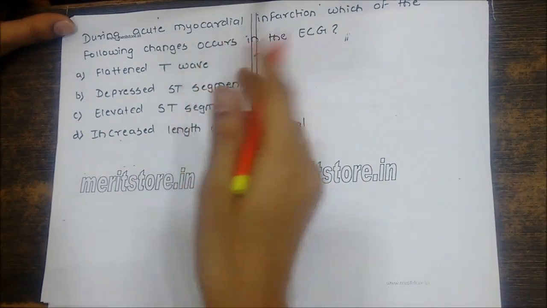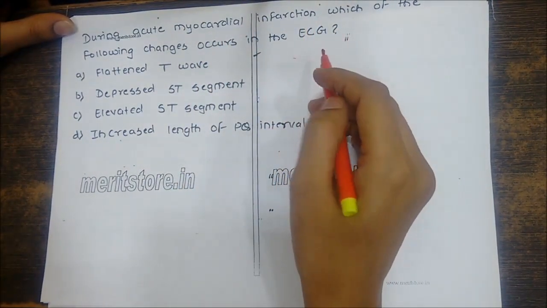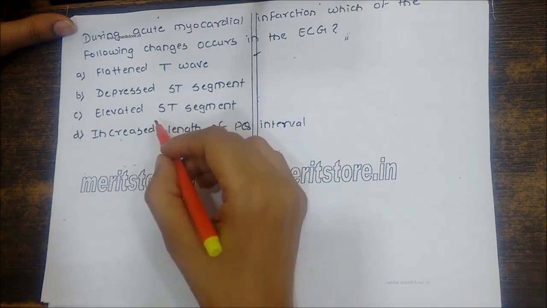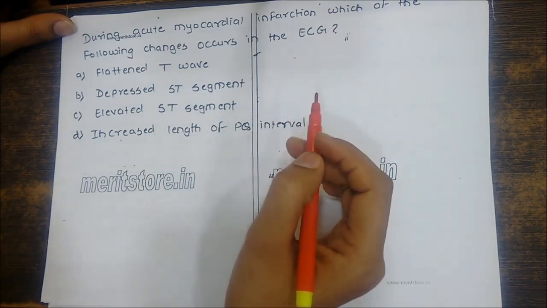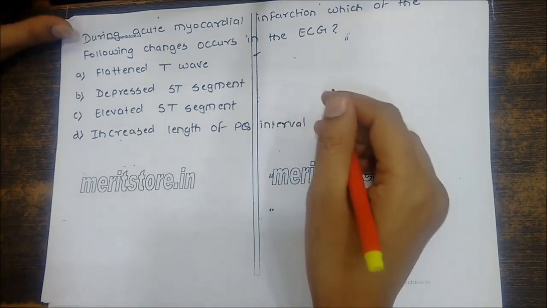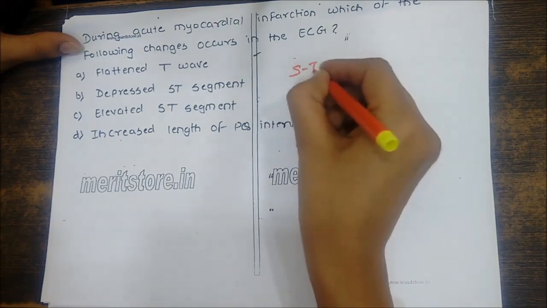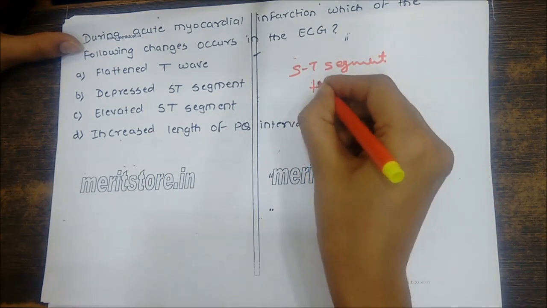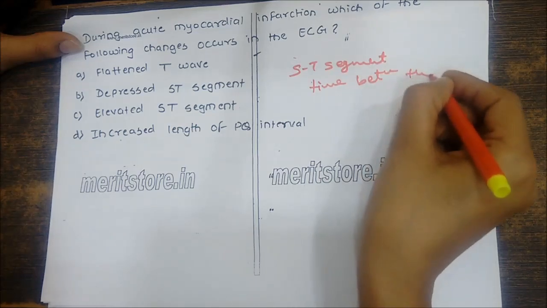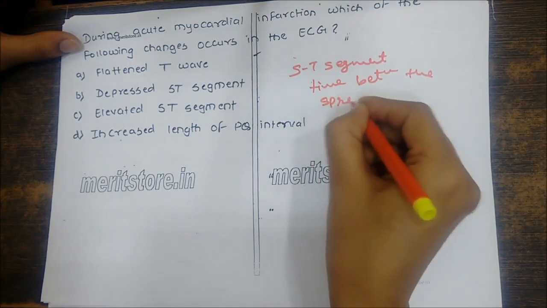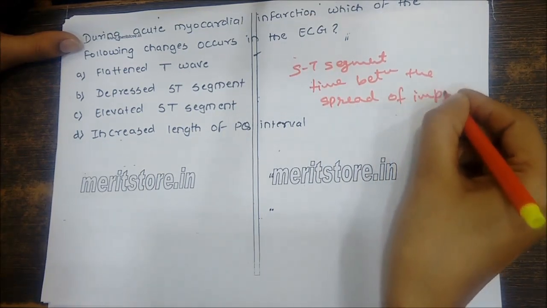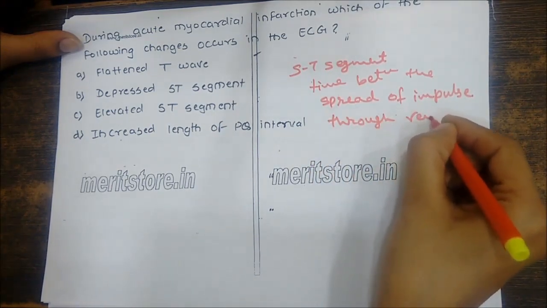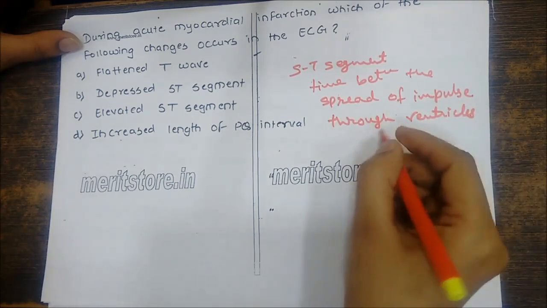During acute myocardial infarction, which of the following changes occurs in the ECG? A. Flattened T wave. B. Depressed ST segment. C. Elevated ST segment. D. Increased length of PQ interval. The ST segment represents the time between the spread of impulse through the ventricles and their repolarization.